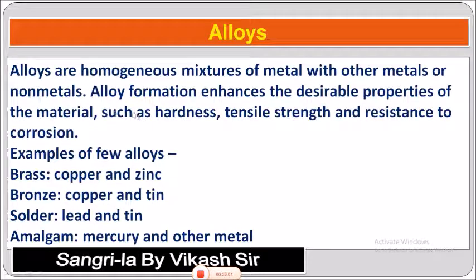Now, the concept of alloys. Alloys are homogeneous mixtures of a metal with another metal or non-metal. Alloy formation enhances desirable properties of the material such as hardness, tensile strength, and resistance to corrosion. For example, we can remember brass, bronze, solder, amalgam. These are alloys. Brass is an alloy of copper and zinc. Bronze is an alloy of copper and tin. Solder is an alloy of lead and tin, and amalgam is an alloy of mercury and another metal.